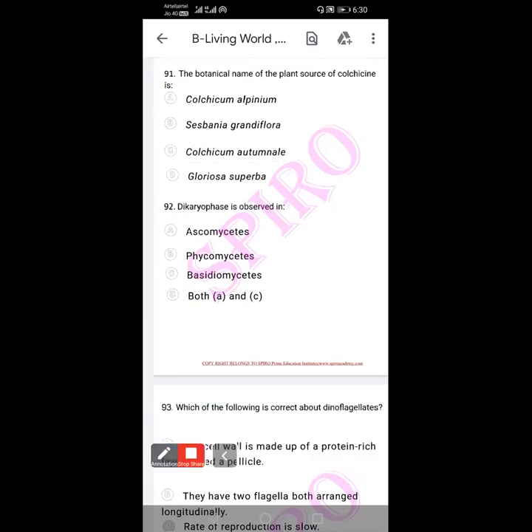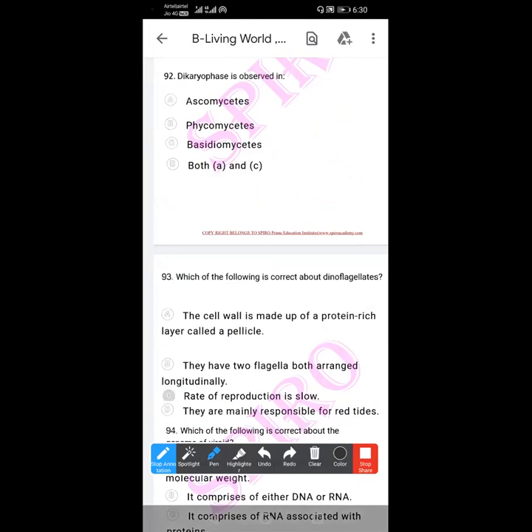So question number 92, dear students, dikaryophase. What is a dikaryophase? In a particular septate cell, you are going to have two nuclei. So in a single cell, if you have two unfused nuclei, it is said to be dikaryon. The phase is called the dikaryophase. You can see this in ascomycetes and also basidiomycetes. So the correct answer is option 4, both A and C.